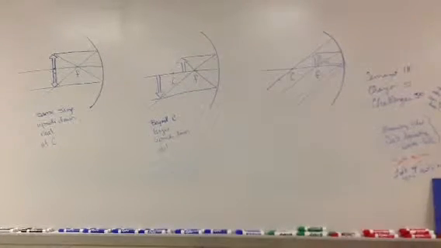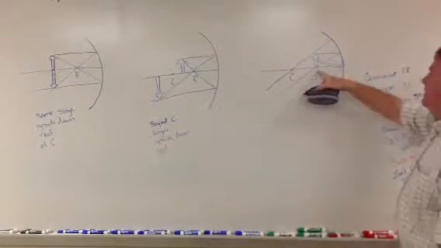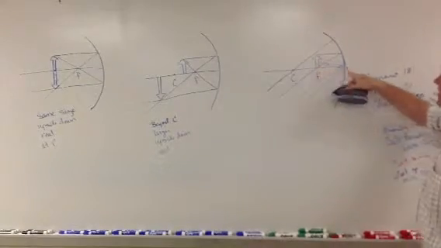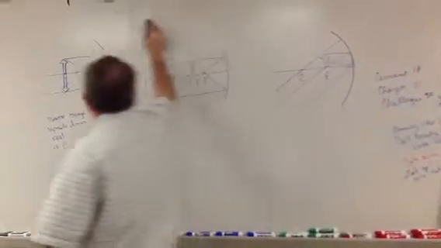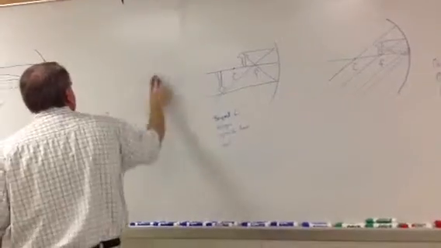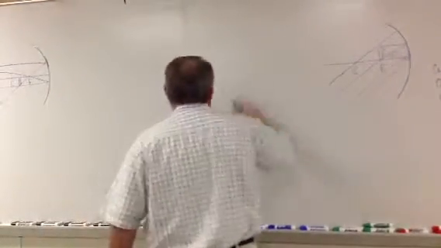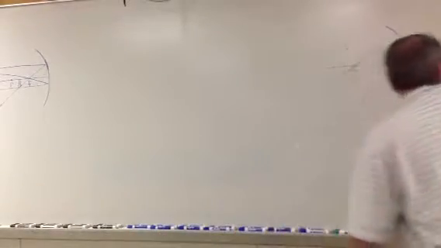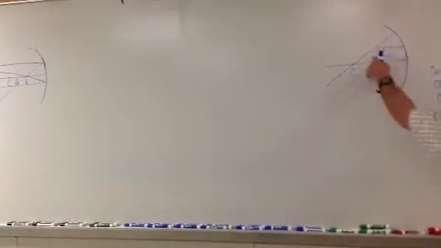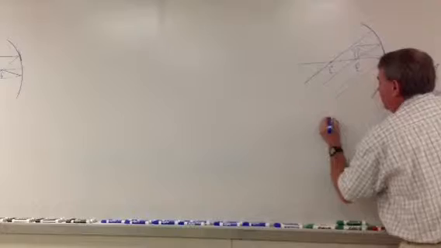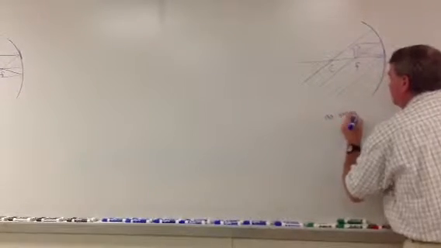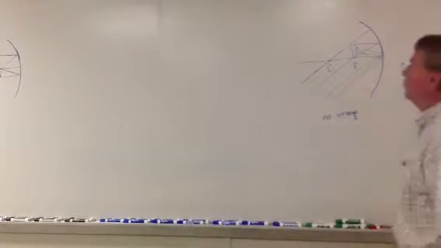All right, now let's look at if the object is located in between the focal point and the surface of the mirror. I'm just going to erase these two here. So for this one, there is no image. And that's for an object located at the focal point.